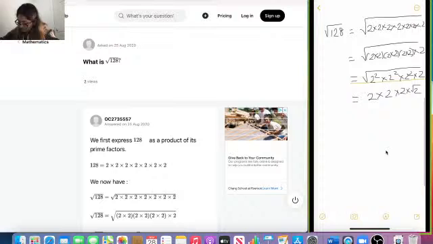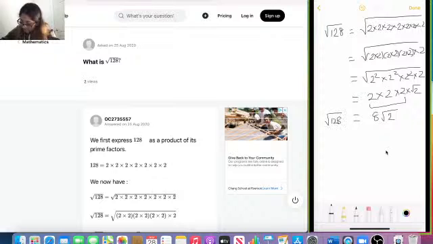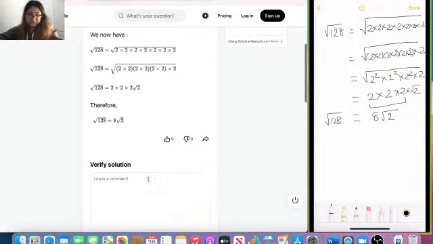And so we can multiply these three 2's together and you get 8. And then you have the remaining square root of 2 multiplied by that. And so you have 8 root 2. And so the square root of 128 is 8 root 2. Okay, and this is what they have got. So this is correct.